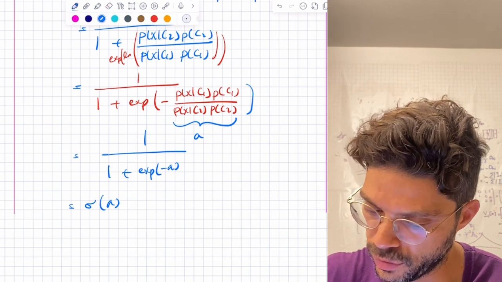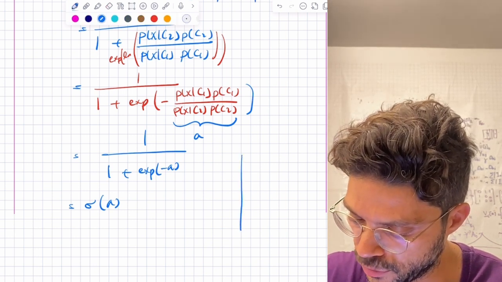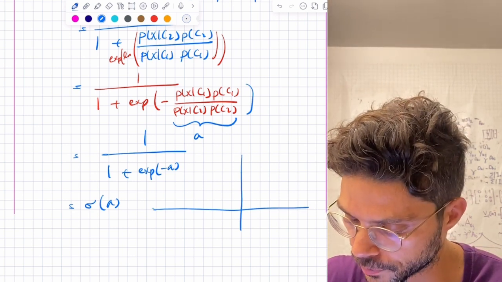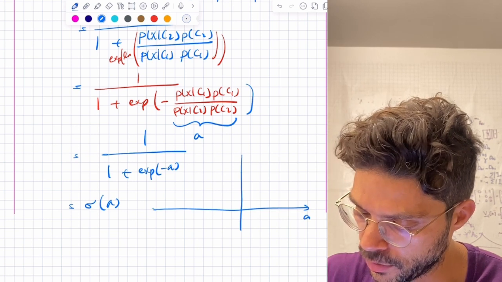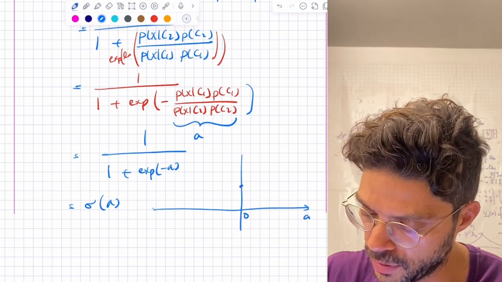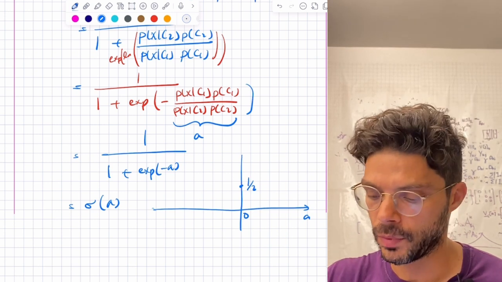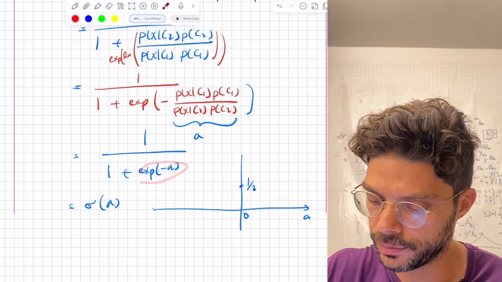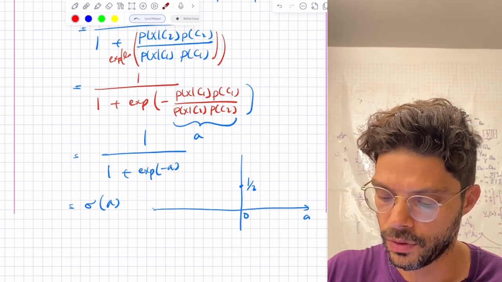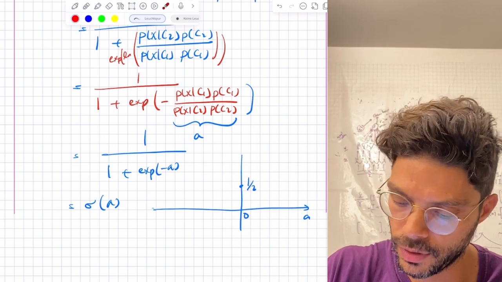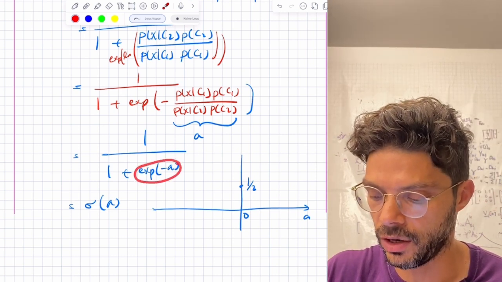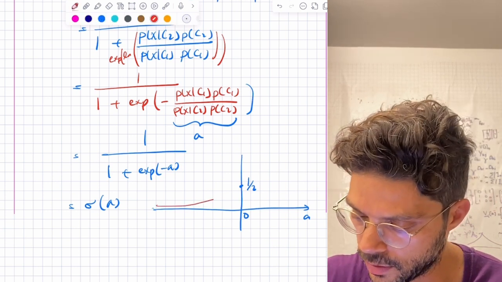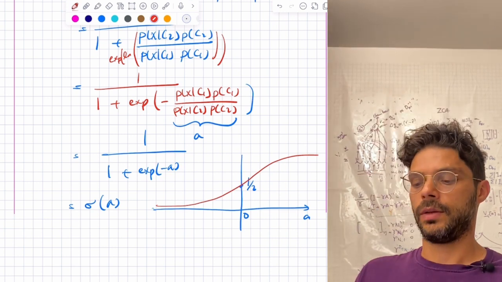What does this look like? So it looks like this. First of all, it's always greater than 0. And then this is at a. So when a is equal to 0, this function is going to be at 1/2, right? And then as a increases, this thing is going to get smaller, so you're going to approach 1. And as a increases, this is going to get very large, so you're going to approach 0. So you basically have a sigmoidal function, right? Okay, and that's kind of cool.